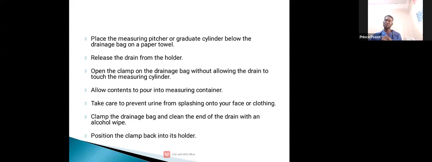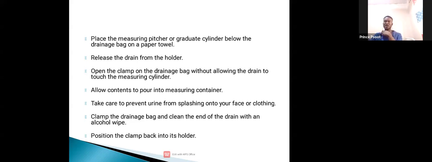You can release the drain from the holder and use the clamp on the drainage bag without allowing the drain to touch the measuring cylinder. Never allow the drain to touch the measuring cylinder. Allow contents to pour into the measuring container directly from the drainage bag, and take care to prevent urine from splashing onto your face, the floor, or your clothing.